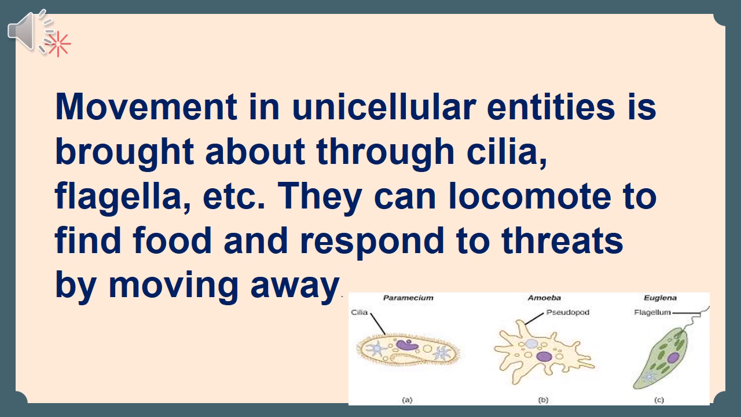Unicellular organism euglena has tiny hair-like structures called flagella. The flagella beat in the water and move the cell forward. Some other unicellular organisms have groups or rows of structures that move together. These are called cilia. Cells with cilia move fast. One unicellular organism that moves with cilia is the paramecium. They locomote to find food and respond to threats by moving away.